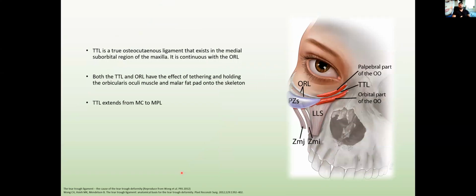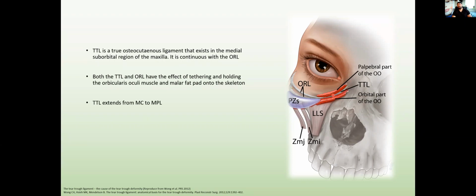Just moving on and still talking about the topic of ligaments. As I said, there is a lot of conflicting information in the literature as to what the ligaments are, their origins, and so forth. However, I felt this was a very nice diagram from a paper that was done by Wong et al. in 2012. If you look at this diagram, what you'll see here is the tear trough ligament, okay?